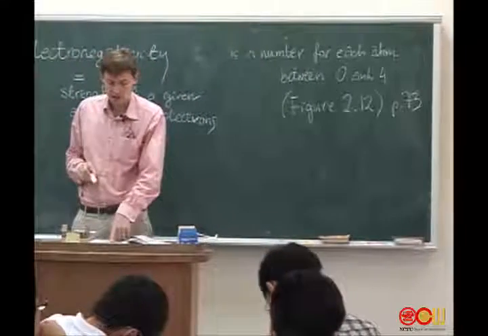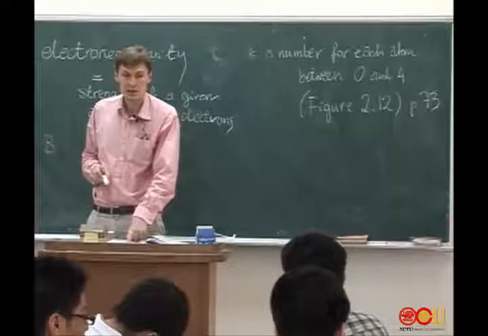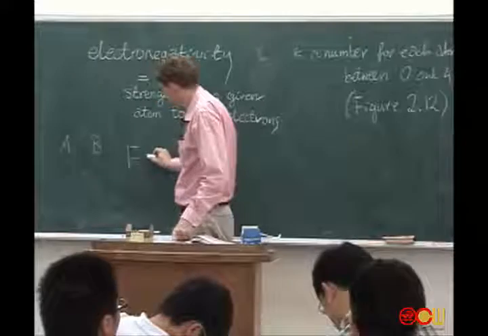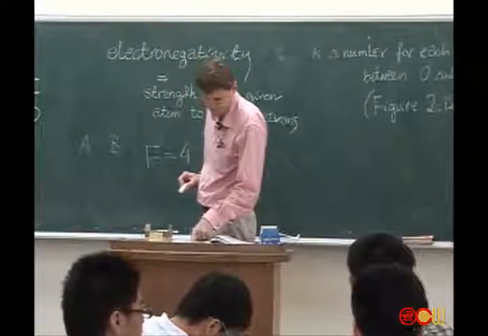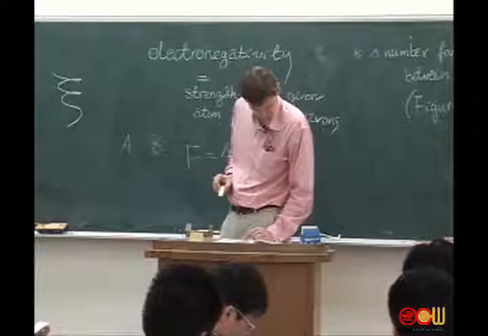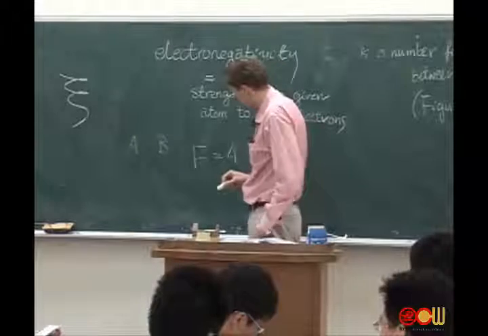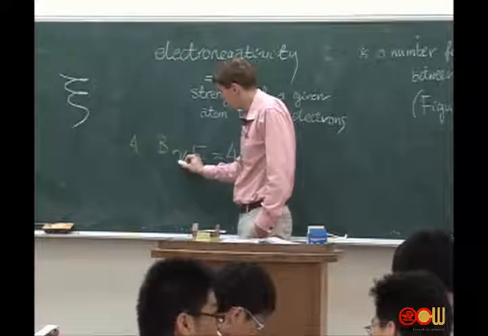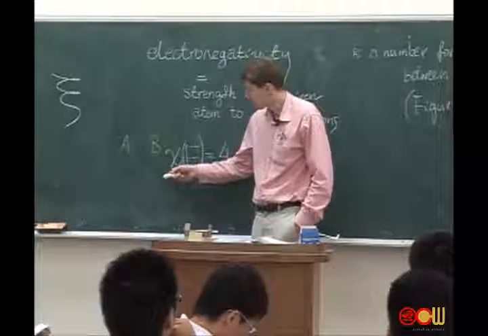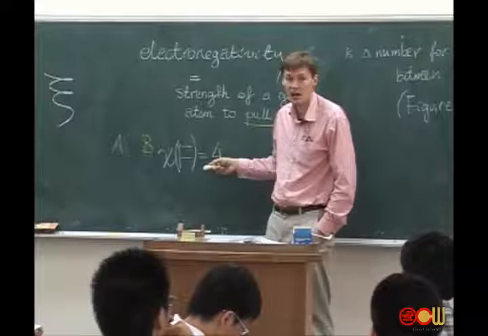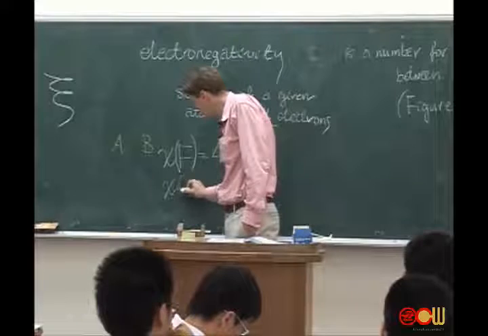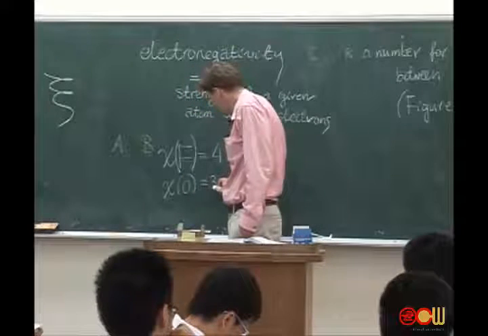And you see that the highest electronegativity belongs to the fluorine atom, F, equal to 4. Usually people denote it by the Greek letter chi. Again, a Greek letter. The electronegativity of the fluorine atom is 4. It's the highest possible. The next is the electronegativity of oxygen, which is 3.4.